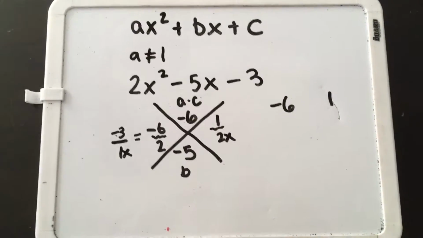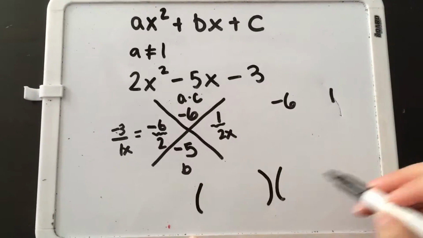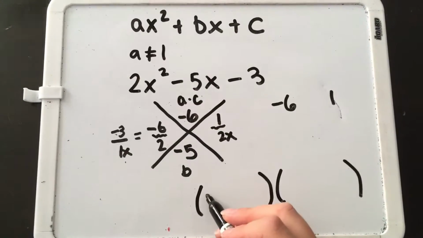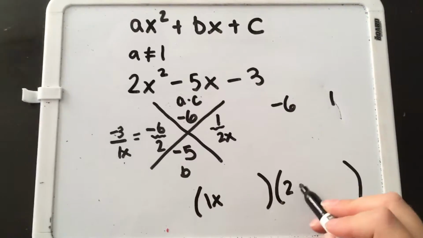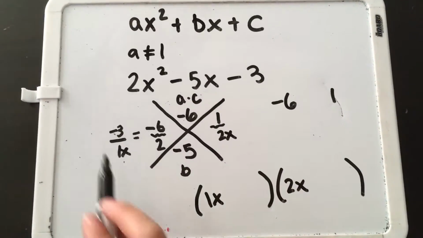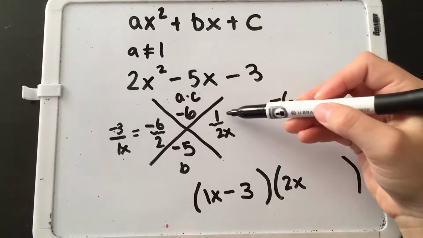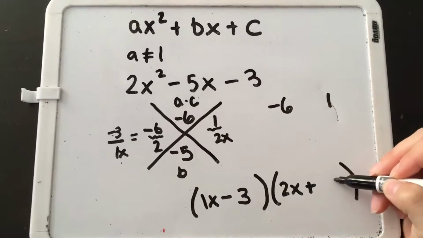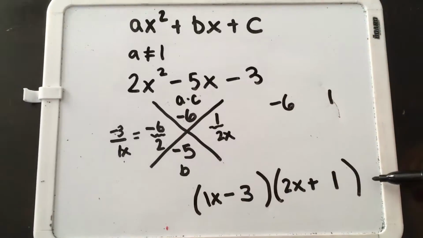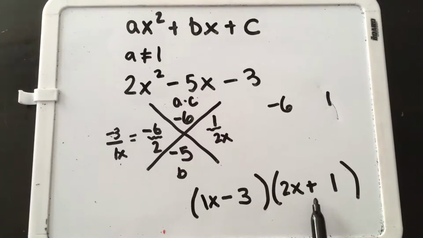And in order to find our factored version of this equation, we have our two linear factors. We're going to write the bottom terms as the first term, and then we're going to write the top terms as the second term. Notice that this one is negative, so we're going to subtract it. And this term is positive, so we're going to add it. Now we've solved our equation by factoring it into two linear terms, x minus 3, 2x plus 1.